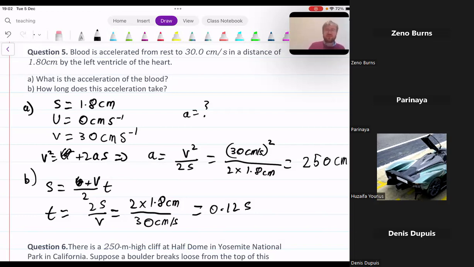Now, does this seem reasonable? I mean, a heartbeat, if you're resting, is about a second, if you're exercising, maybe it takes half a second, and multiple processes have to go on in that time. It has to go in the different sections, it has to be pumped to the lungs, then goes back and then pumps out again. So considering a heart beat is about half a second to a second to get all of those processes done, 0.1 second maybe seems quite reasonable for that acceleration to happen.